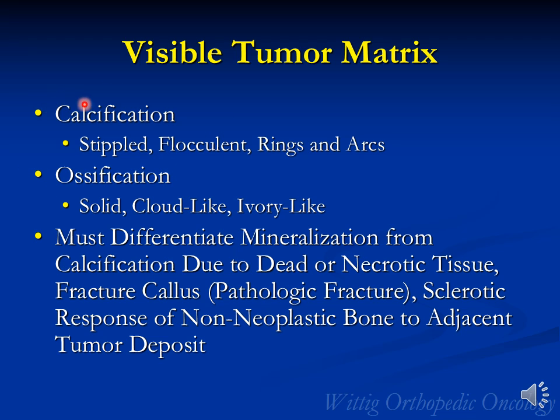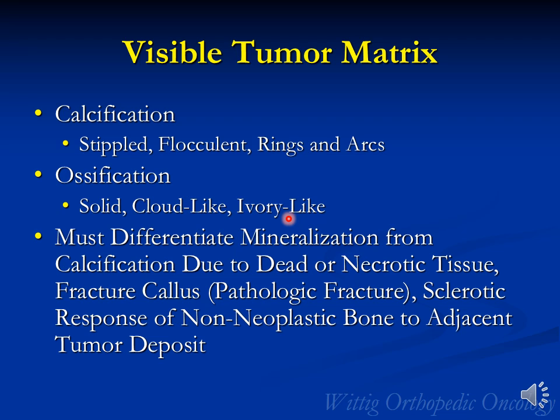So visible tumor matrix, when you're speaking about that, you're usually talking about some form of mineralization that's detectable in either calcification or ossification. Calcification comes in the form of stippled calcifications, flocculent calcifications, and ring and arcs, whereas ossification is solid, cloud-like, or ivory-like. You need to differentiate this type of mineralization from calcification due to dead or necrotic tissue, fracture callus, pathologic fracture, or a sclerotic response of non-neoplastic bone to an adjacent tumor deposit.